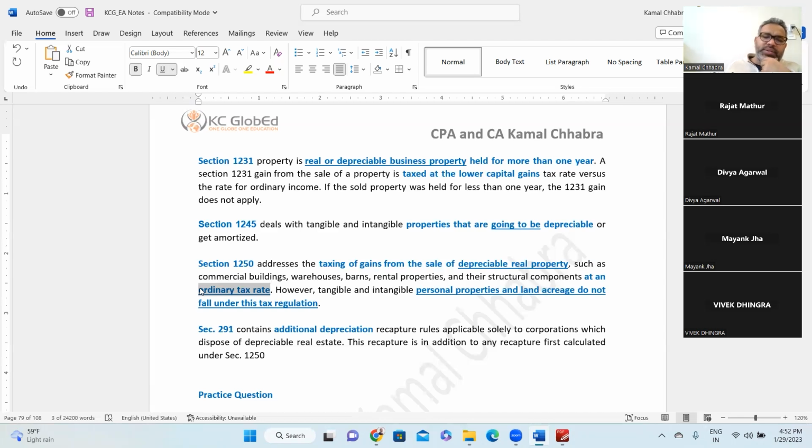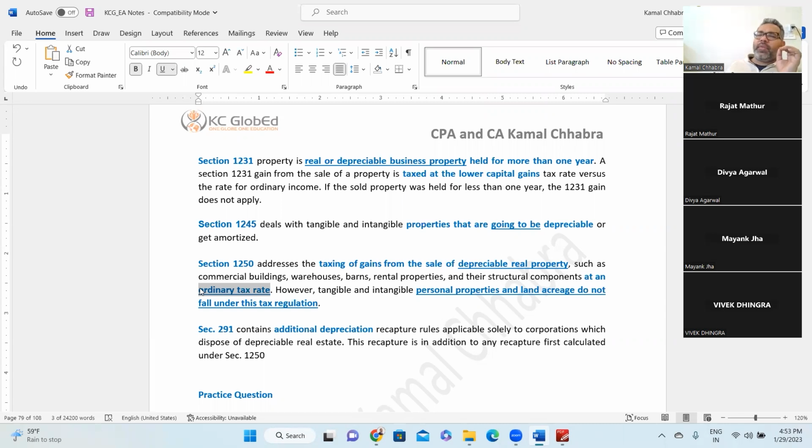Okay, so next is section 291. Section 291 contains an additional depreciation recapture rule applicable solely to corporations which dispose of depreciable real assets. This recapture is in addition to any recapture first calculated under section 1250. So let's assume section 291 is for additional depreciation, just for simplicity.